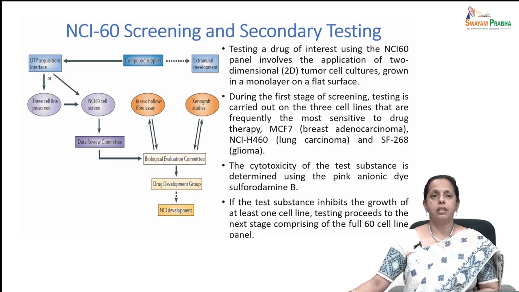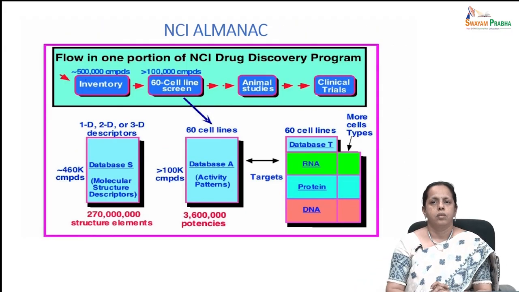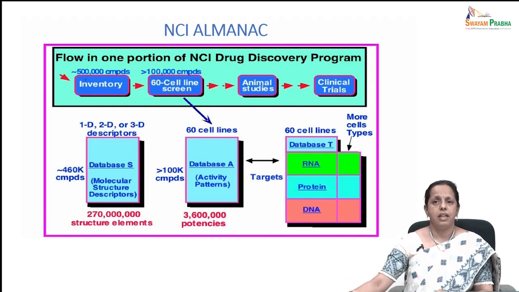So this gives a complete idea of how the whole drug development group works and how the NCI serves to use cell lines as a preclinical model during anti-cancer drug discovery. This is a systematic overview of the information-intensive approach of cancer pharmacogenomics and pharmacoproteomics based on the NCI-60 cancer cell lines. Each row of the activity database A represents the pattern of activity of a particular compound across the 60 cell lines.